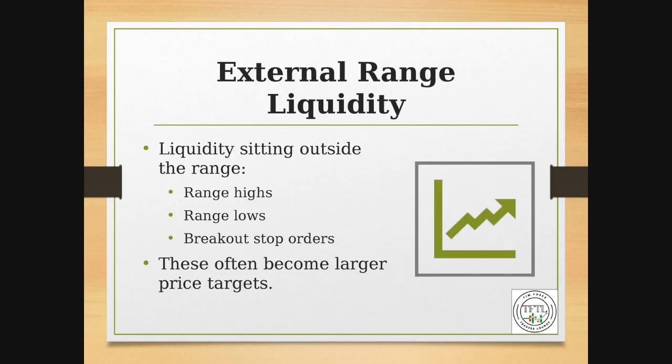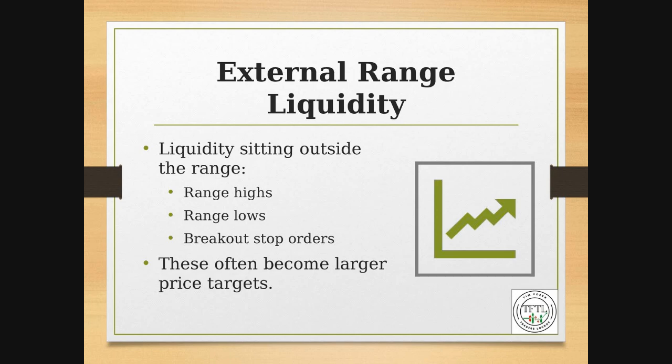Now once you understand that, I'll be showing you chart examples of internal liquidity, but let's first finish the theory so that we can go to the practical. External range liquidity, what is this? External range liquidity sits outside the range boundaries, and these are the more obvious targets: the range high, the range low, the stop loss clusters beyond the range, and the breakout orders.